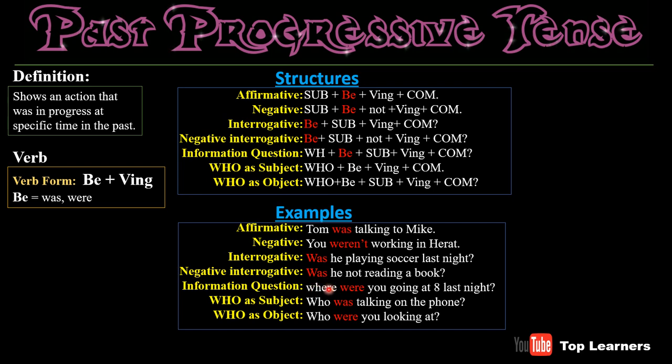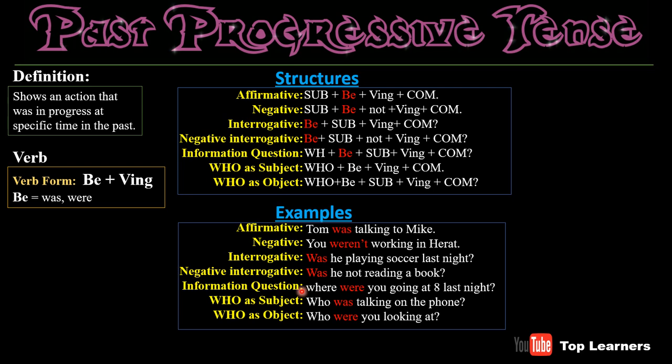At the beginning, you can say, where were you going last night? Or when were you going there? Or you can say, how were you going there? Or why were you going there? So we can ask different WH questions by using different WH words.